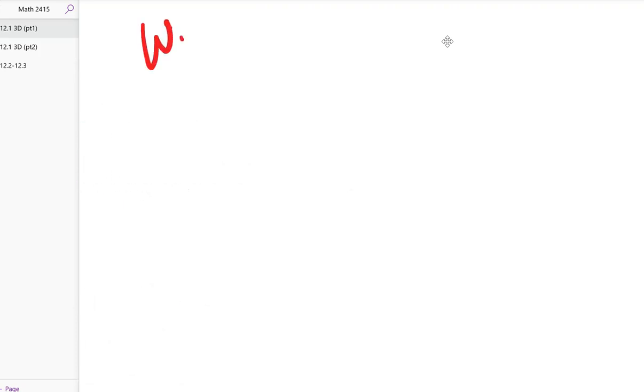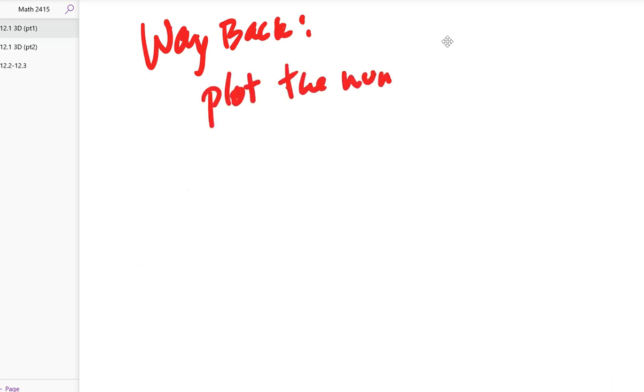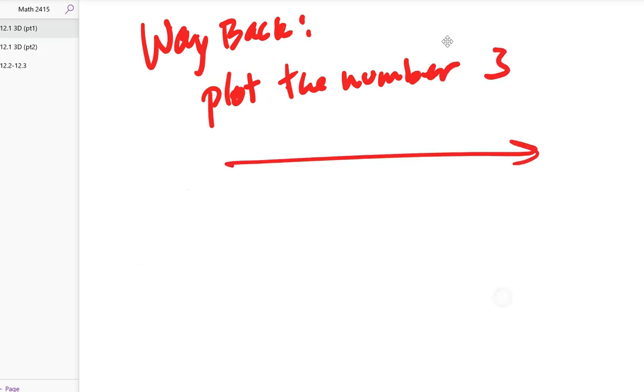Remember from way back, they said plot the number, let's say 3. Okay, so you would take your number line and you would plot. Here's 0, there's 1, 2, 3. You would plot 3. There would be a point there. So that would be 3. You have 2, and you have 1 here. Okay, so that was whenever you dealt with 1 dimension.